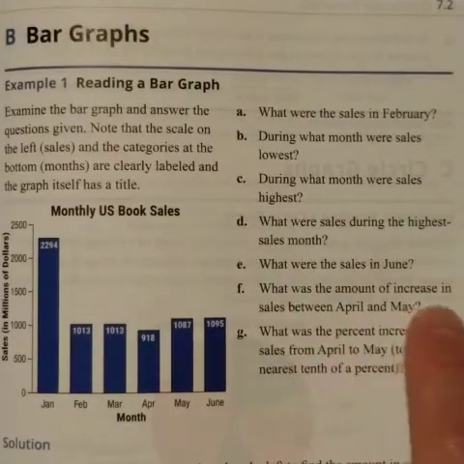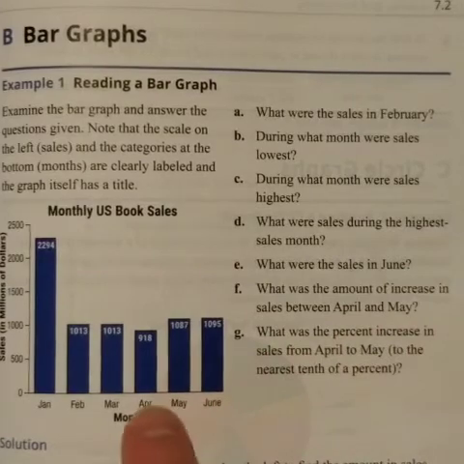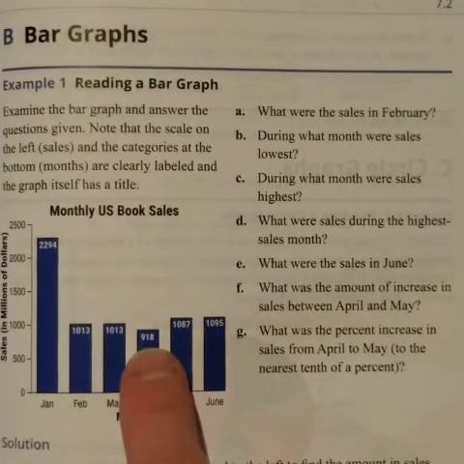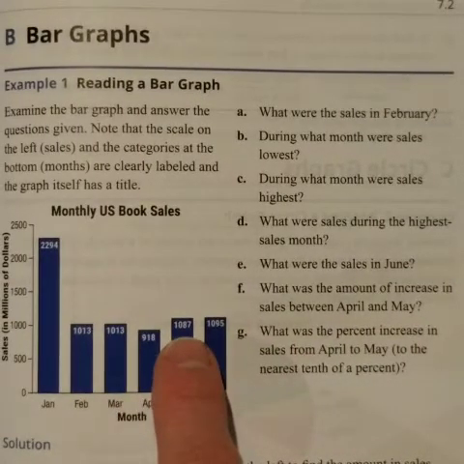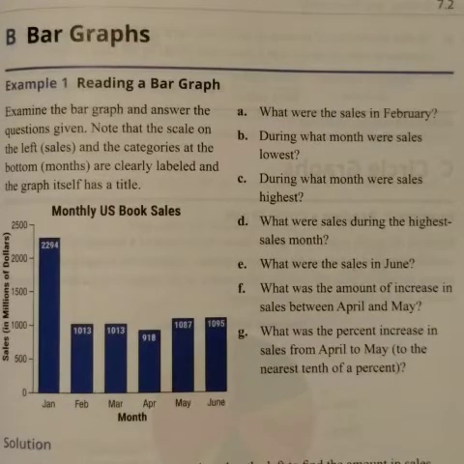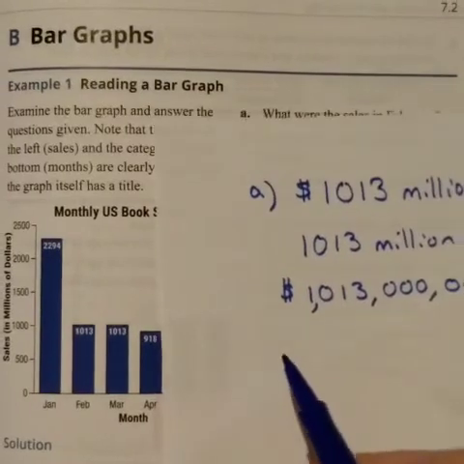What was the amount of increase in sales between April and May? Well, from April to May, it went up from 918 to 1,087. So here, we're going to need to do a little bit of work and subtract those. So this is for part F.